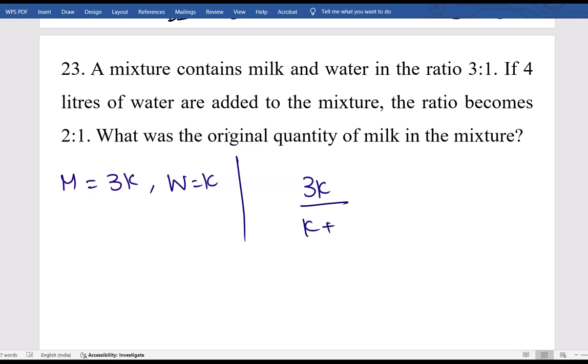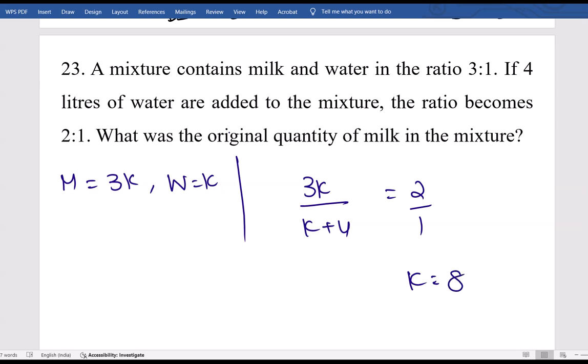See, K plus 4 should be equal to 2 by 1. Why K plus 4? 4 liters of water is added. Now cross multiplying, you can calculate K is nothing but equal to 8. Yes or no? Cross multiply here, the 3K, 2K. Okay, K is nothing but equal to 8.